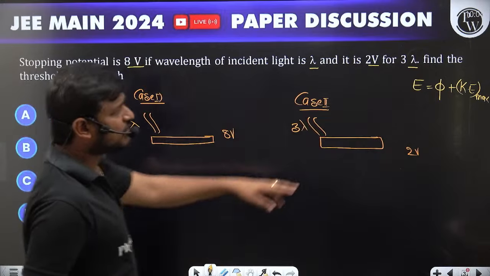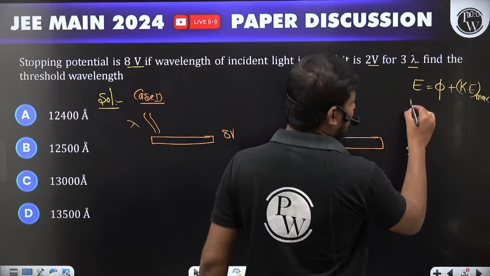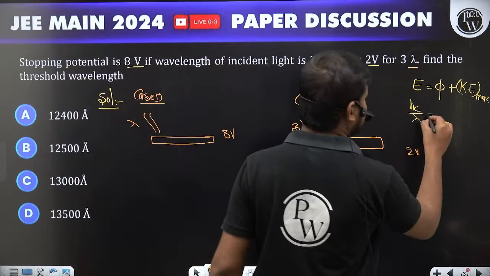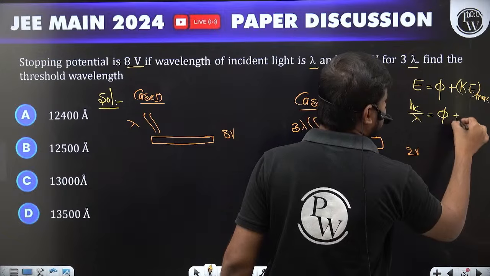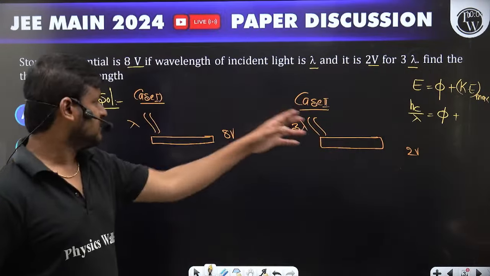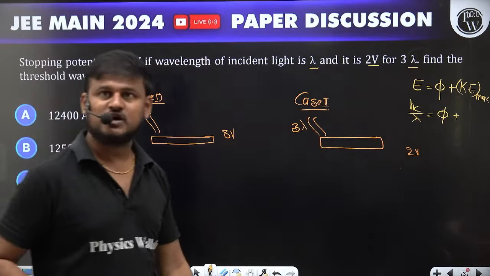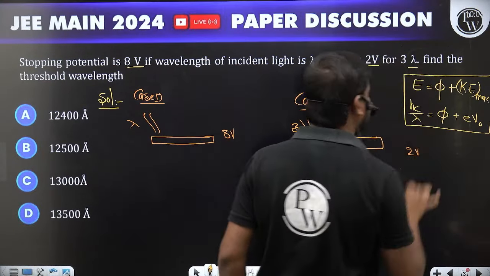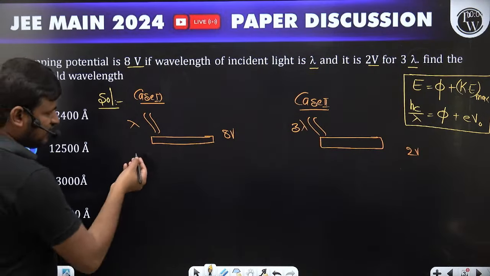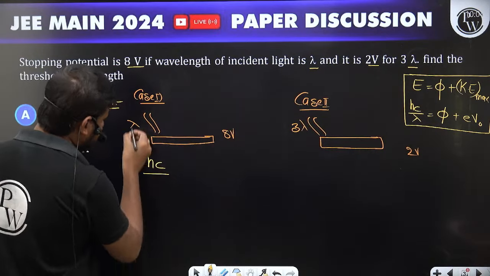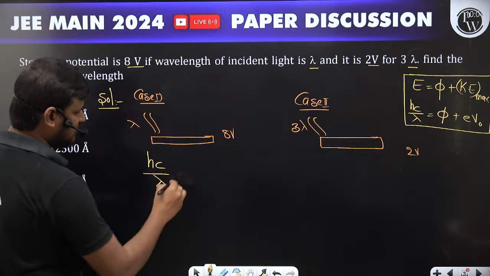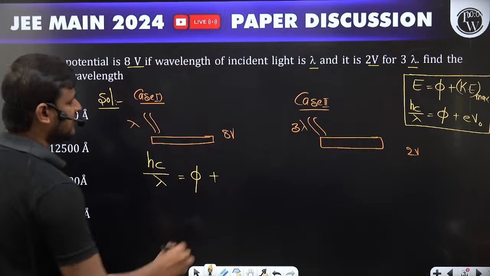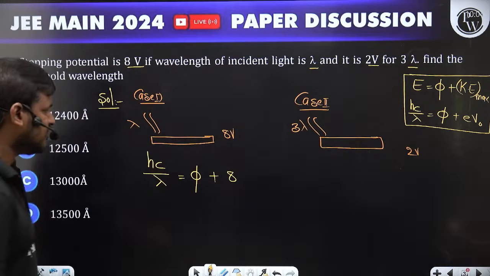In place of E, I can write hc by lambda, because they gave the incident wavelength. Hc by lambda equals phi plus Ke max. In place of Ke max, I'll write in terms of stopping potential, eV naught, because they gave the stopping potential. If you remember this basic equation, this question is pretty easy. For the first one, hc by the incident wavelength lambda equals phi plus, this is 8 volts, so I can write 8. Let it be equation number 1.